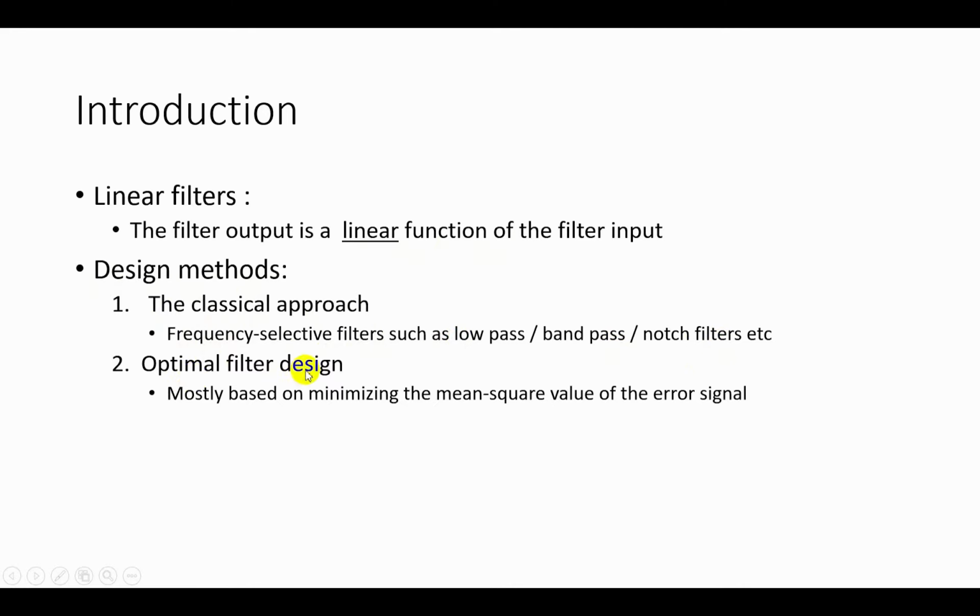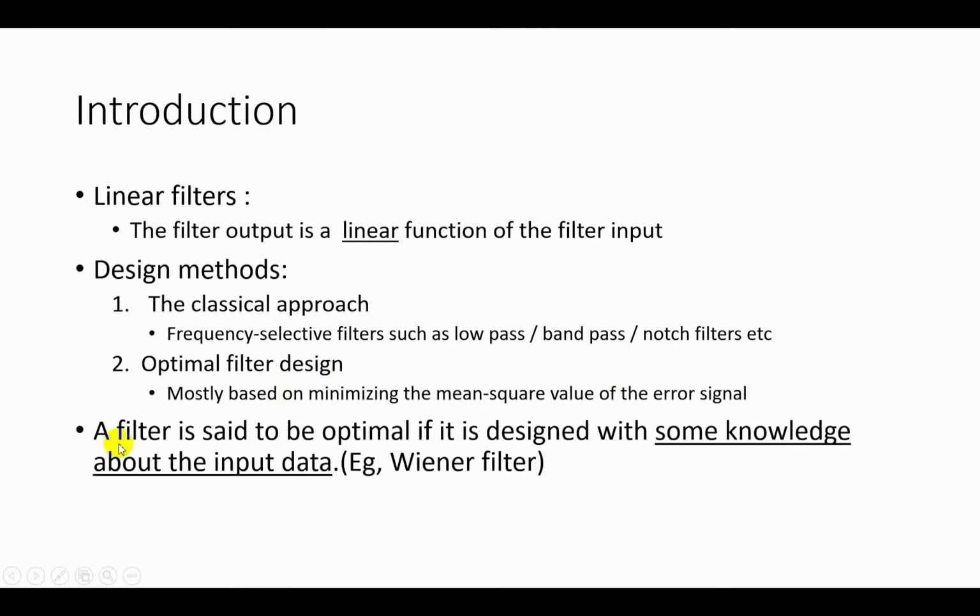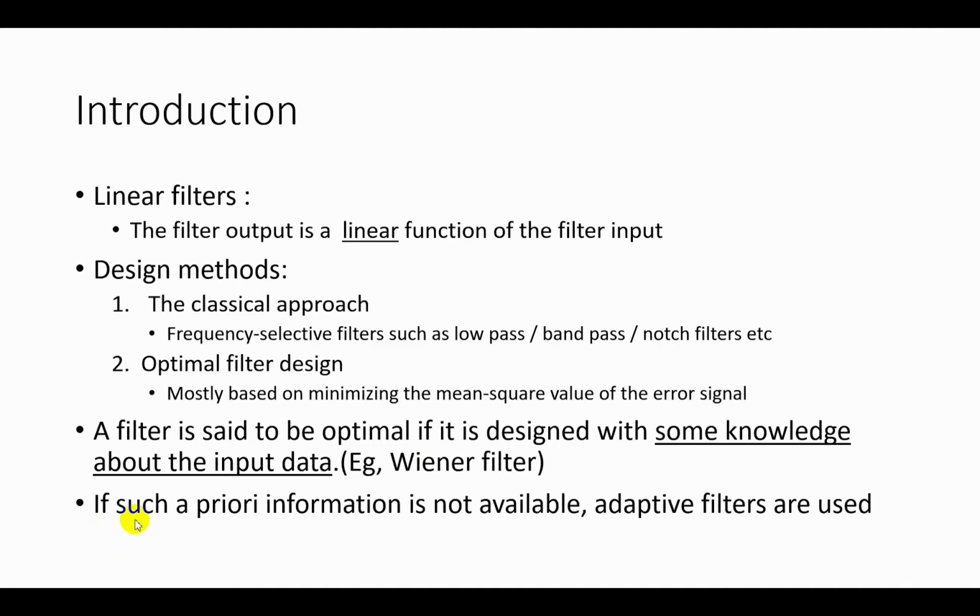In optimal filter design, the aim is to minimize the mean square value of the error signal. A filter is said to be optimal if it is designed with some knowledge about the input data. Examples for this optimal filter design are Wiener filter design, Kalman filter design, like that. Here we want to know some information about the input. If such information is not available, we go with adaptive filters.